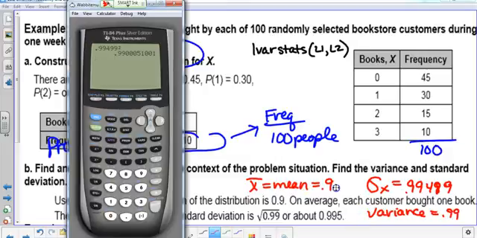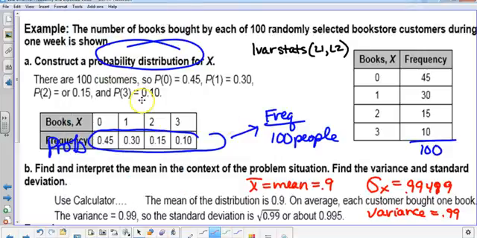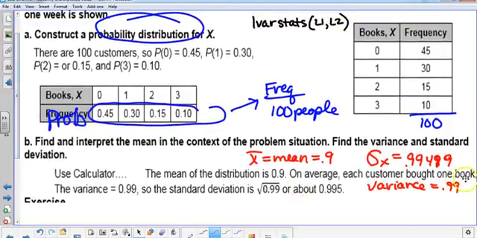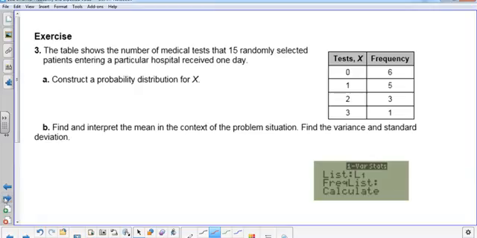So the mean was 0.9, which means the average number of books bought was what? The average customer bought 1 book. Yes? Okay. So it says find and interpret the mean. The mean was 0.9, so it says on average each customer bought 1 book. The variance was 0.99 and the standard deviation is 0.995, roughly. All right, we're going to do it with this. Can you work on that? Yep. The variance, you have to take the standard deviation that's on your calculator screen and square it.